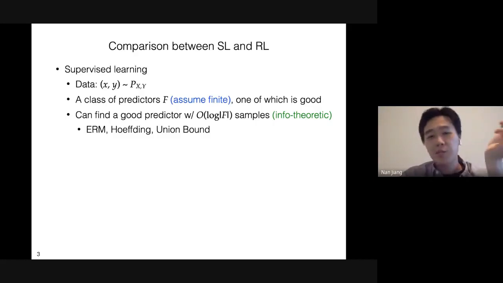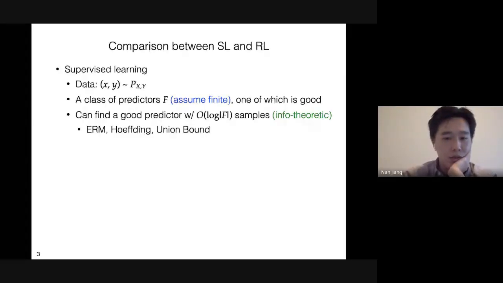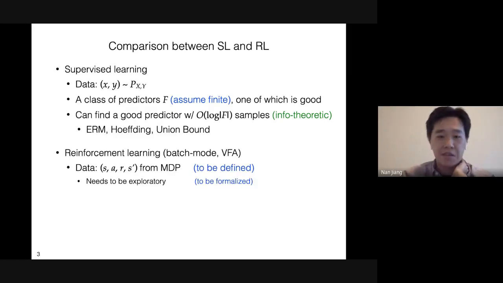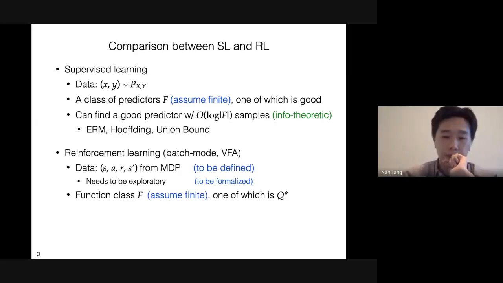So what I want is basically the analogy of that for RL or batch mode RL, right? So what we can try to do is derive a cartoon result over here. So again, we'll have some data. In this case, we'll have state, action, reward, next state tuples from the MDP. I'll define how they're generated in a minute. And this data set needs to be exploratory, as I said earlier. Again, this will be formalized later.